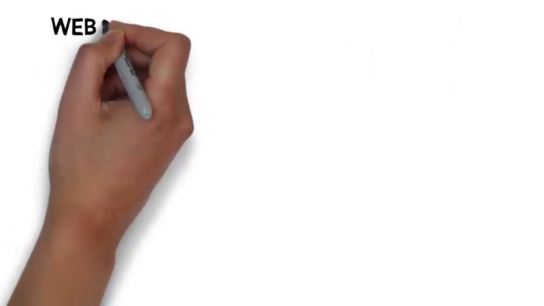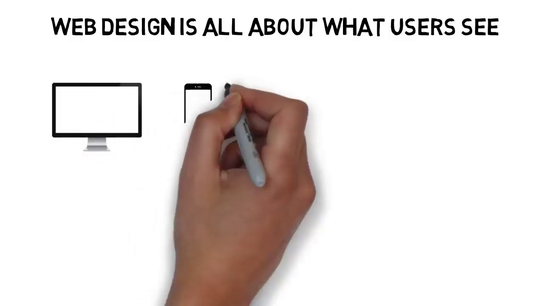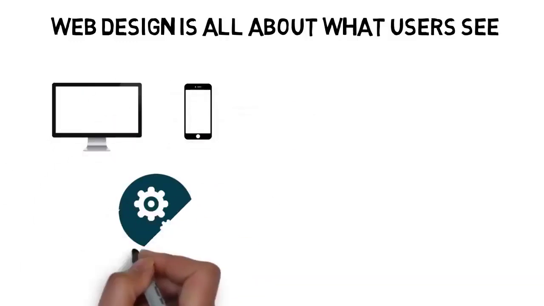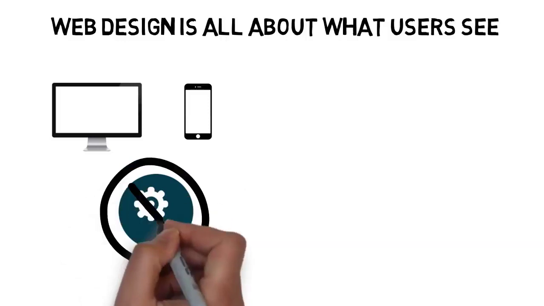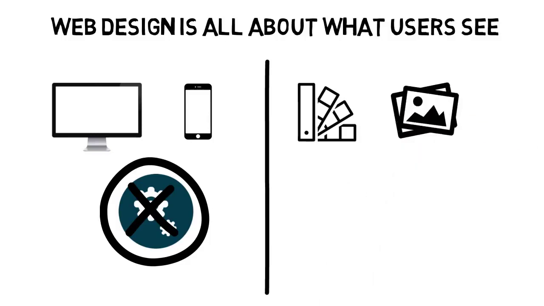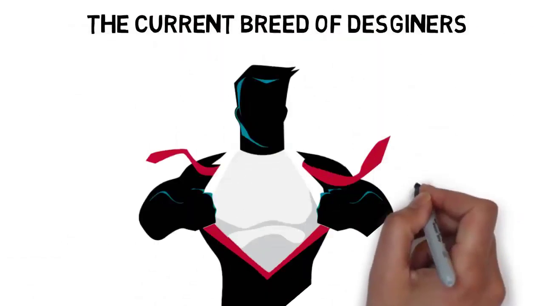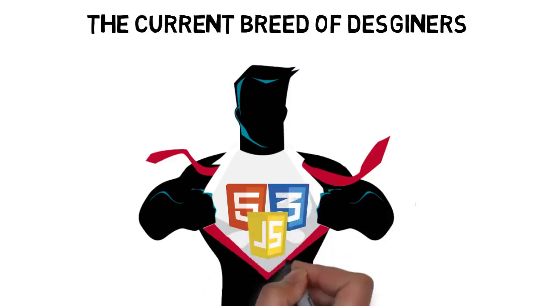Web design is concerned with what the user actually sees on their computer screens or mobile devices, and less so about the mechanisms beneath the surface that make it all work. Through the use of color, images, typography, and layout, they bring a digital experience to life. That said, many web designers are also familiar with HTML, CSS, and JavaScript.